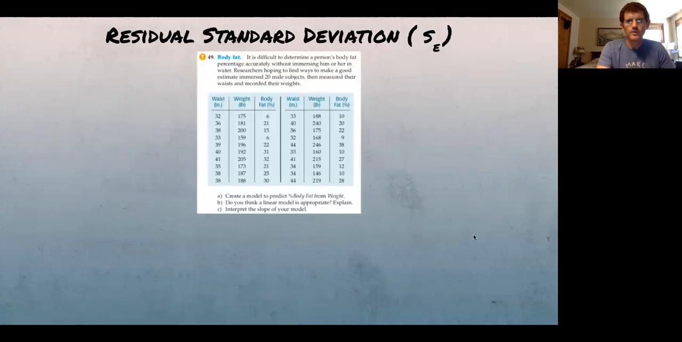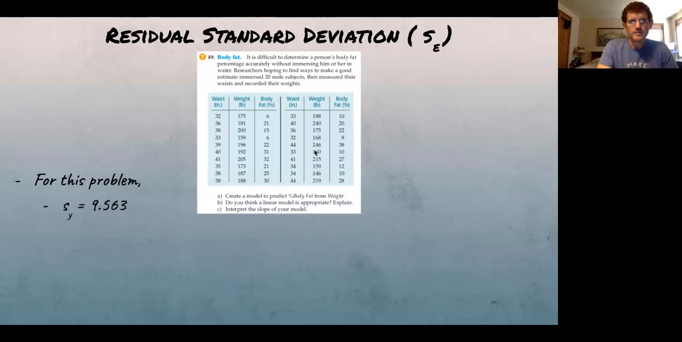So that's one use of the standard deviation. This was a problem in your book. It's not one that I asked you to do, and I'm not going to ask you to plug this data in. It's going to take a while. But we are correlating weight in pounds and trying to predict body fat percent just from someone's weight.